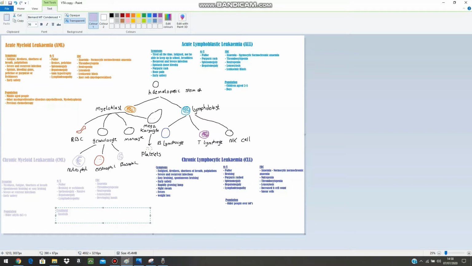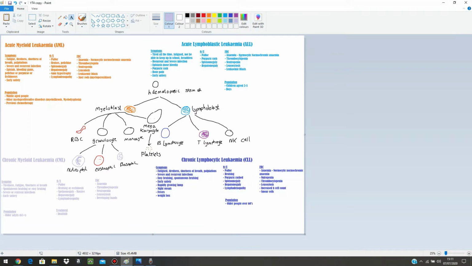And a very, very effective treatment for CML is imatinib. Imatinib is a tyrosine kinase inhibitor. Thus, if we can inhibit the tyrosine kinase receptor, which when acted upon causes our cells to proliferate uncontrollably, we can actually stop them proliferating. So imatinib is very, very effective in the treatment of chronic myeloid leukemia.